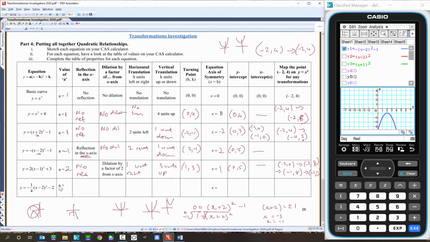Right, let's just try it out. When I stick -1 in here, that's -2. -2 squared is 4, 4 twos are 8, 8 plus 3 is 11.